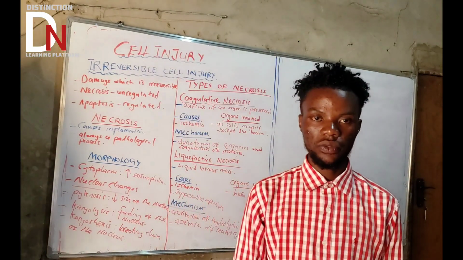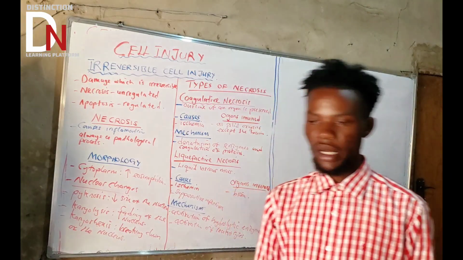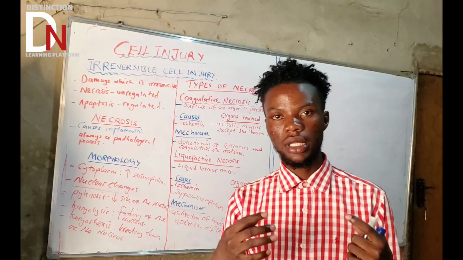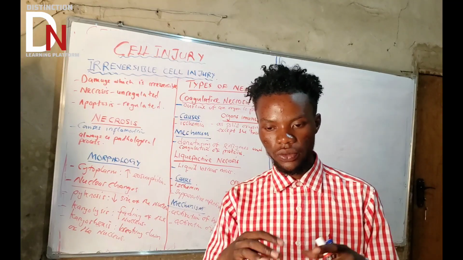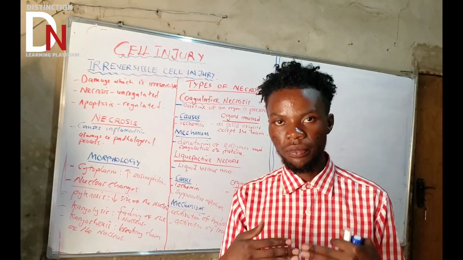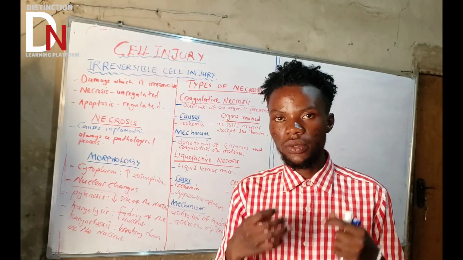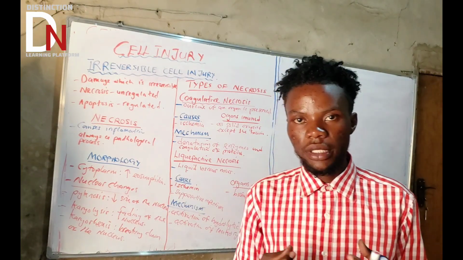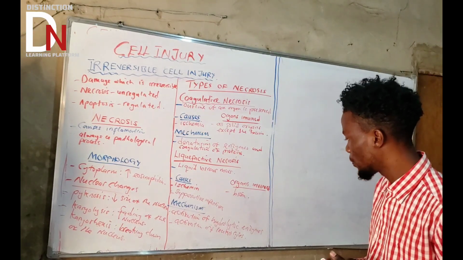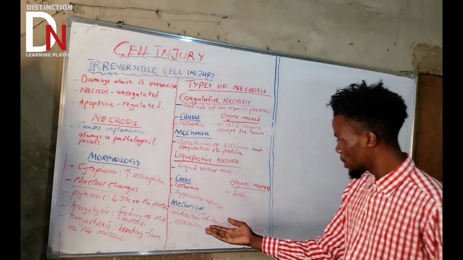Enzymes are in the lysosomes. Remember that if you talk about necrosis, the cell membrane is going to be disrupted, and also the lysosomal membrane is going to be disrupted. If it is disrupted, it leaks out enzymes from those lysosomes. Then they start eating up the cell, hydrolyzing the cell. So that is the first mechanism.